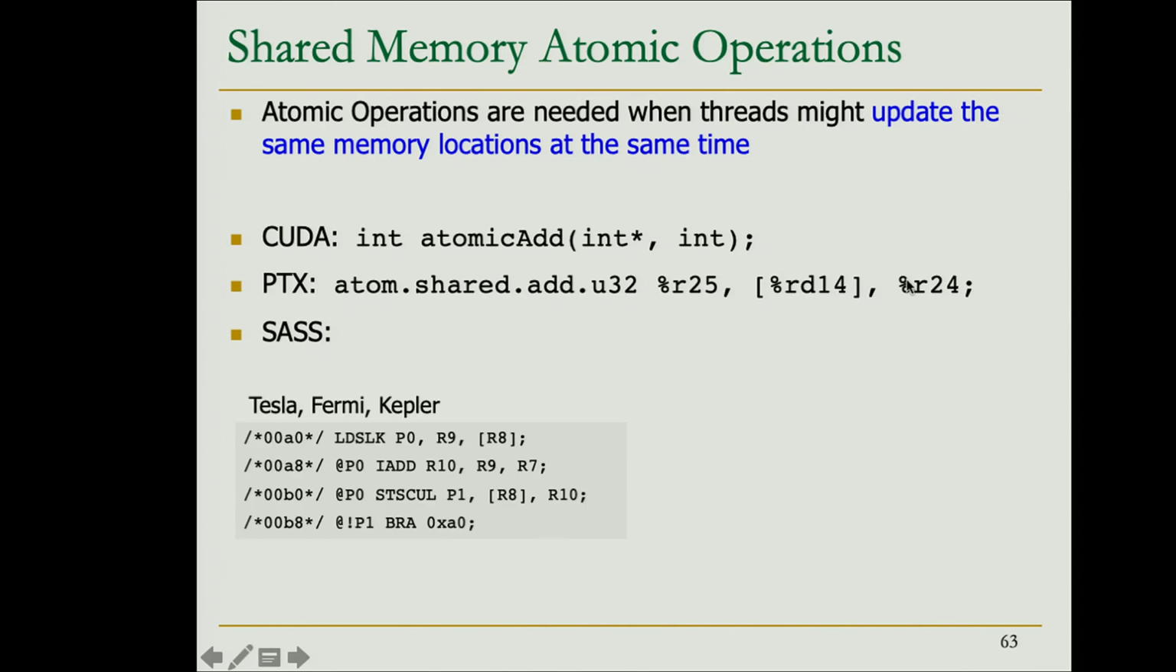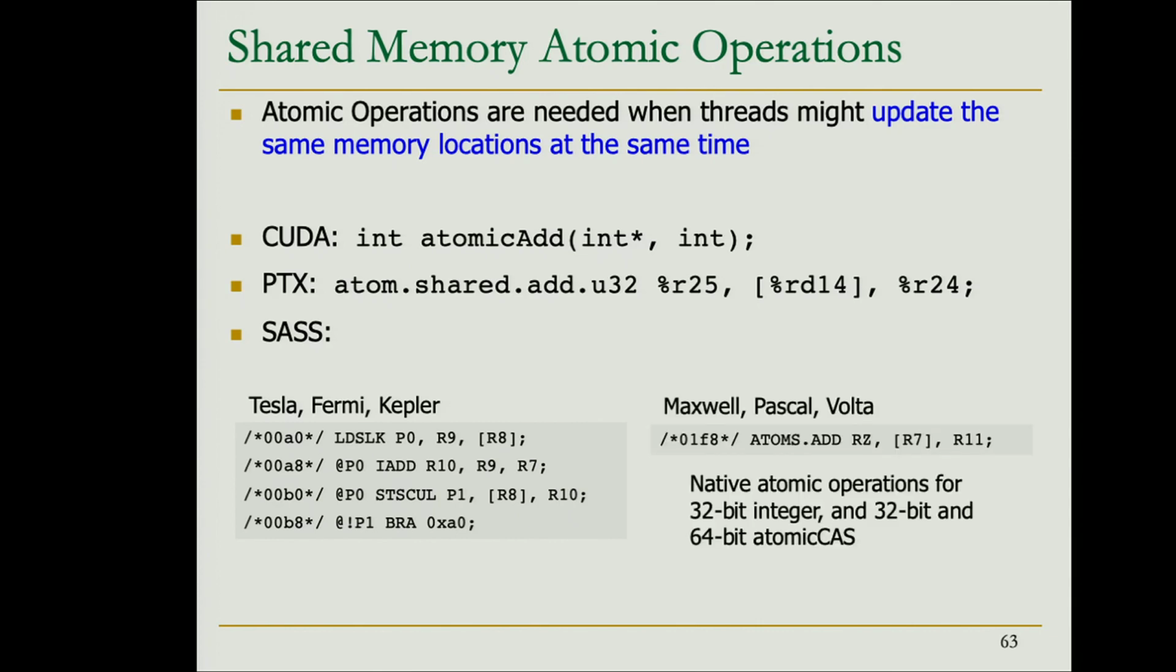So how does this translate to the SASS code, to the assembly code? That is the thing that is actually executed on the GPU hardware. In this case, there has been a change here, and that's actually something nice that shows how much improvements in the hardware can impact the overall performance of programs. In the initial architectures, Tesla, Fermi, and Kepler, this atomic shared add was compiled into this small loop.